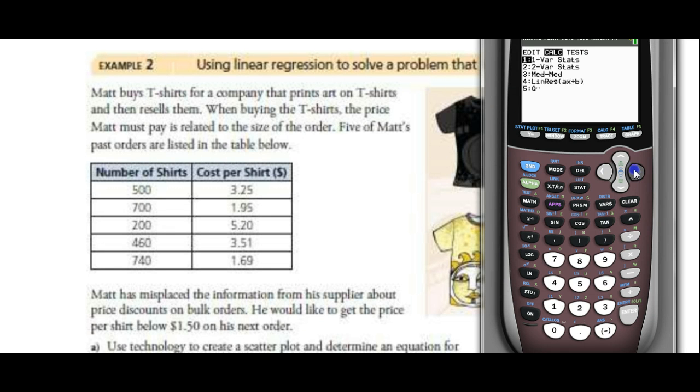Okay, stat. Whoops, edit. Notice they're clear. Move over to L1. Put in 500, 700, 200. So we're getting the order size. 200, 460, and 740. Arrow over, put in the cost.